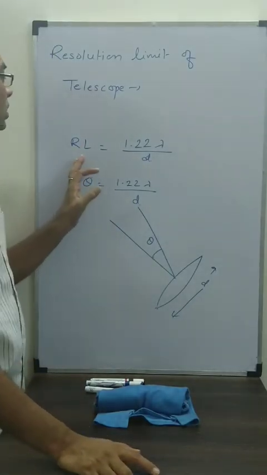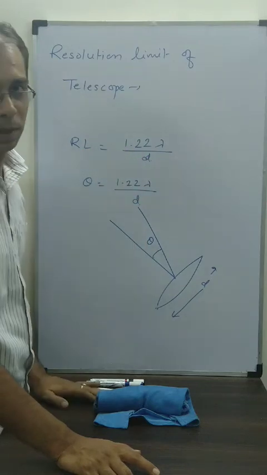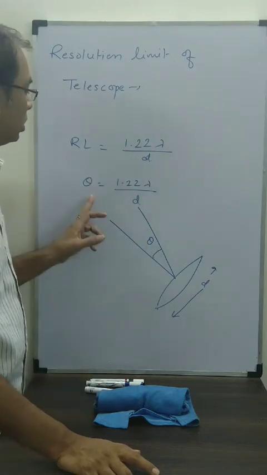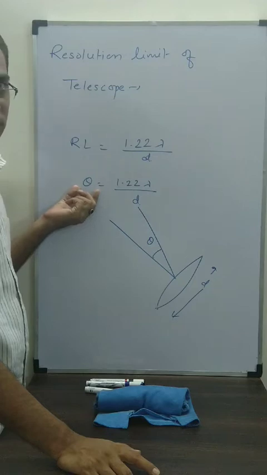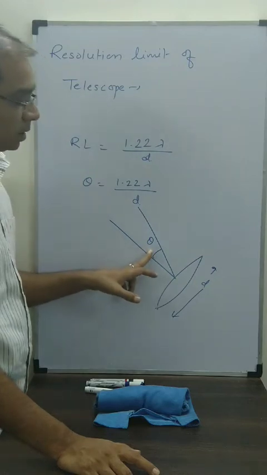We studied in the last class that the resolution limit is 1.22 lambda by d. This resolution limit is also represented by theta. Which is this theta? This theta.